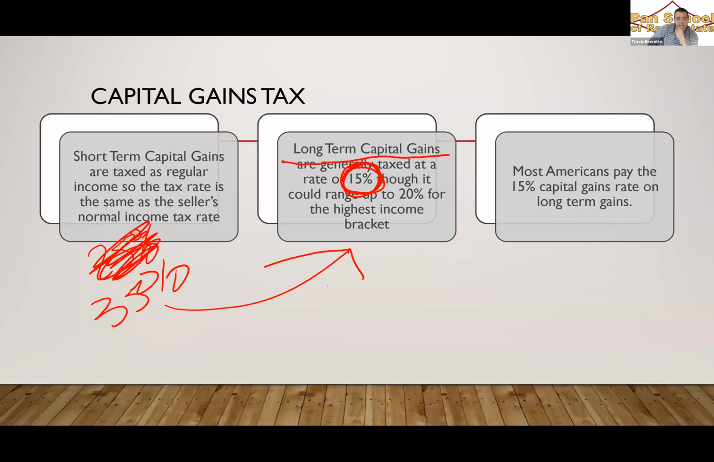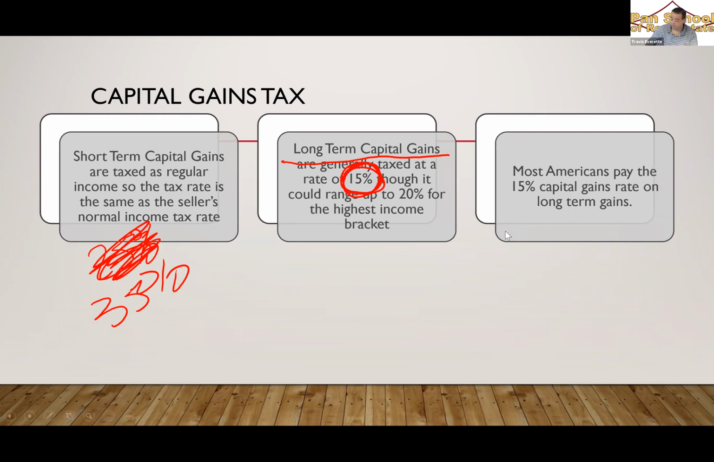Because it drops the taxes on that sale from 35% of the profit down to what? 15%. Just by owning the property for at least a year. Does everybody see the dramatic potential difference there for owning property longer than a year? Are we all okay on that? So basically, short-term capital gains are going to be taxed at whatever your normal income tax bracket is. But long-term capital gains are going to be taxed the same for everybody, which is 15%.